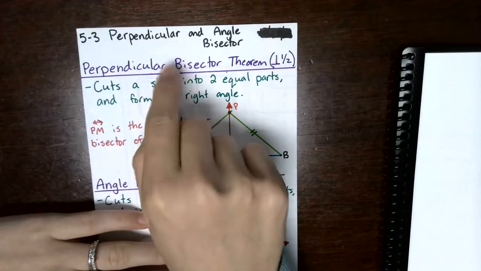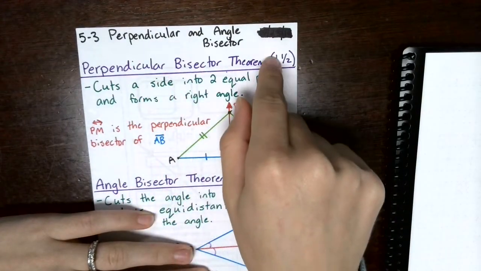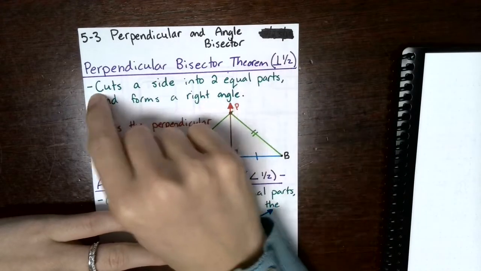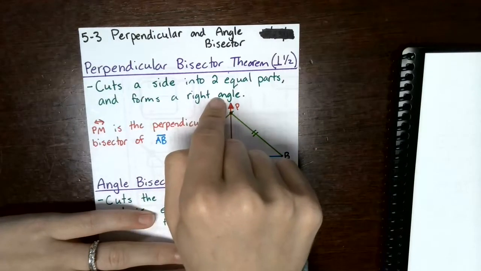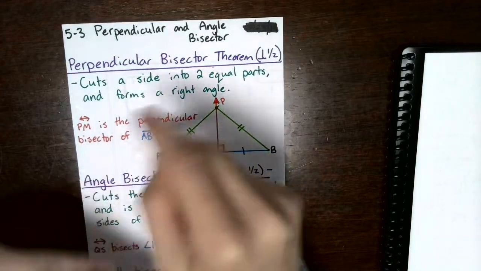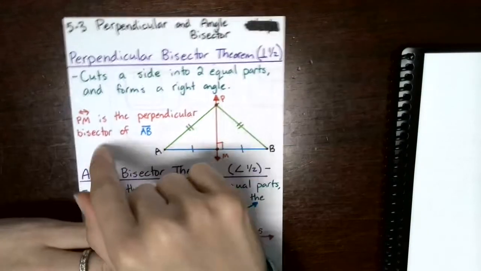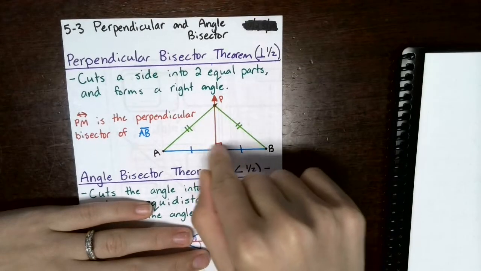Bisector means to cut something into half, into two equal parts. And so our symbol for this is perpendicular bisector. Perpendicular sign cuts in half. So it cuts a side into two equal parts and forms a right angle. You may remember this from our isosceles triangle thing. It's very, very similar. So PM right here is the perpendicular bisector of AB.